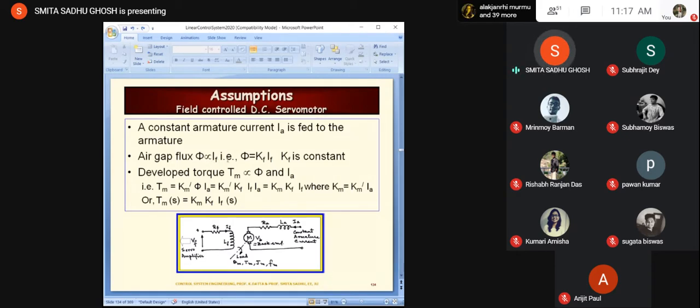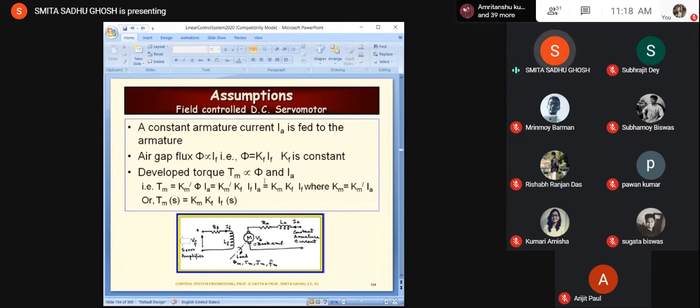So now, the developed torque Tm will be proportional to both phi as well as Ia. So we can say that Tm is equal to the product of phi into Ia into some other constant, which is denoted as Km dashed over here. So Tm is equal to Km dashed phi into Ia. And now, you can see phi is replaced by Kf If. So we have Tm is equal to Km prime Kf If into Ia.